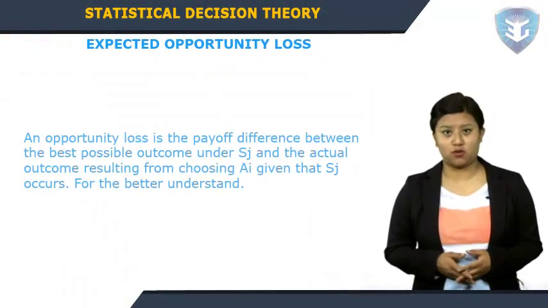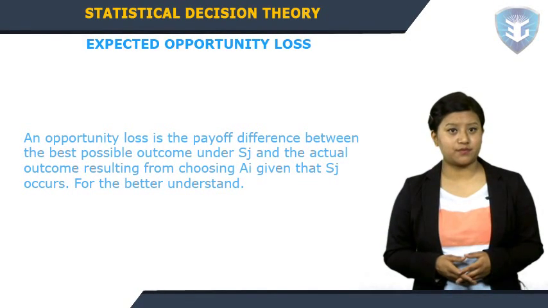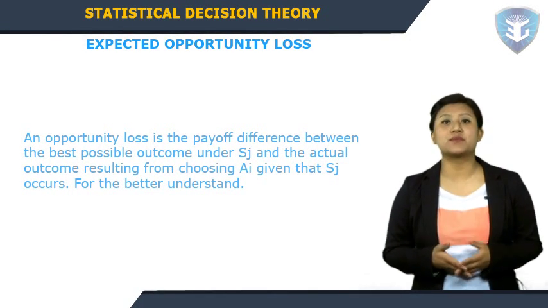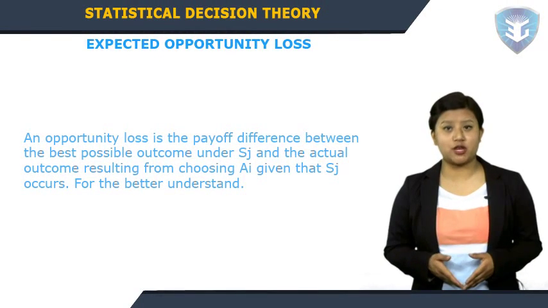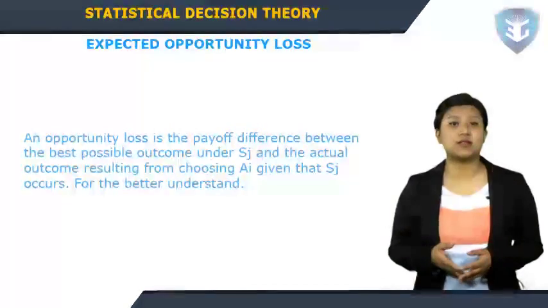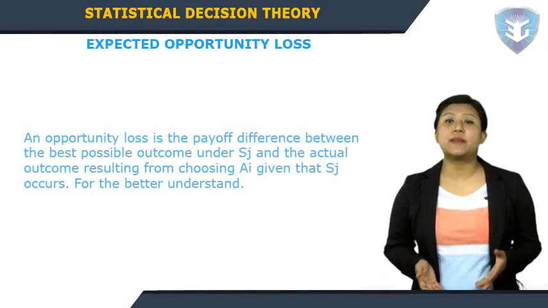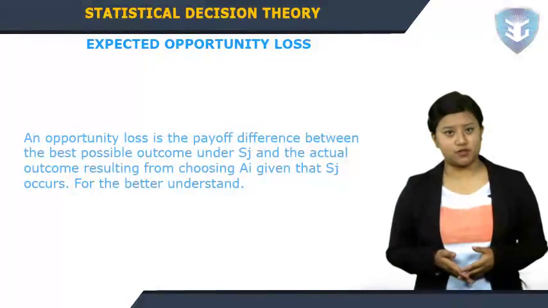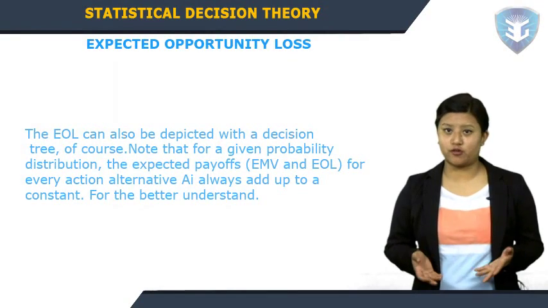Expected opportunity loss. Here we will discuss expected opportunity loss. An opportunity loss is the payoff difference between the best possible outcome under SJ and the actual outcome resulting from choosing AI given that SJ occurs. For better understanding, take a look at the screen. The EOL can also be depicted with a decision tree, of course.